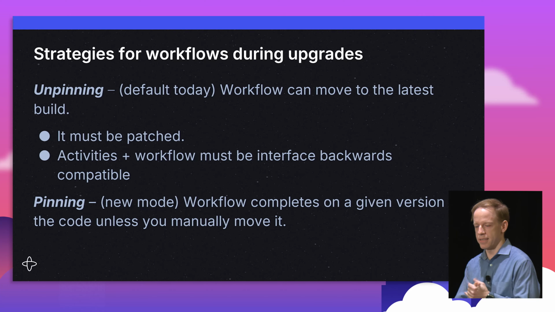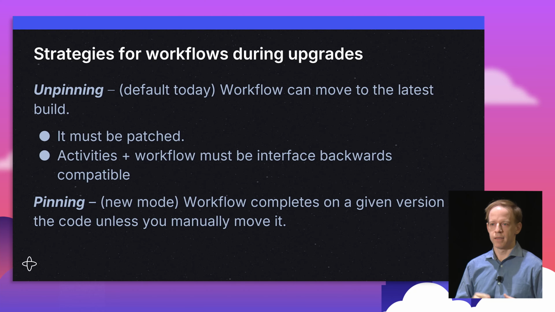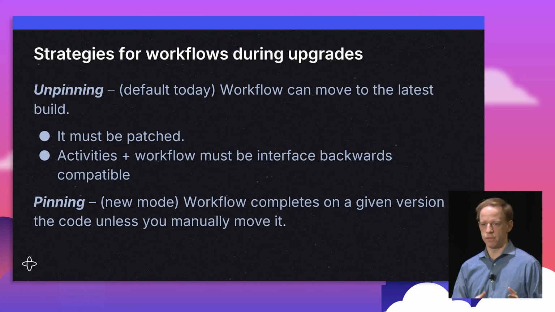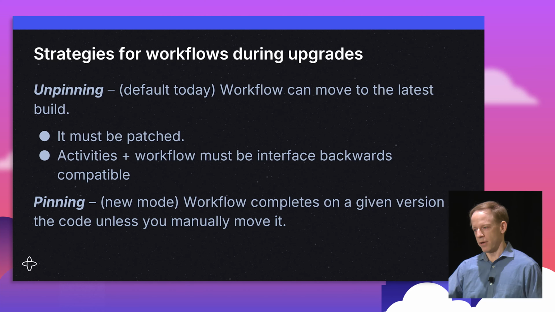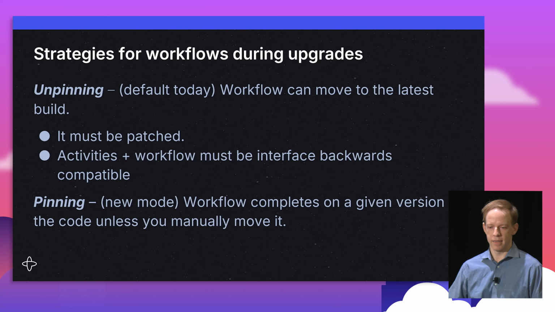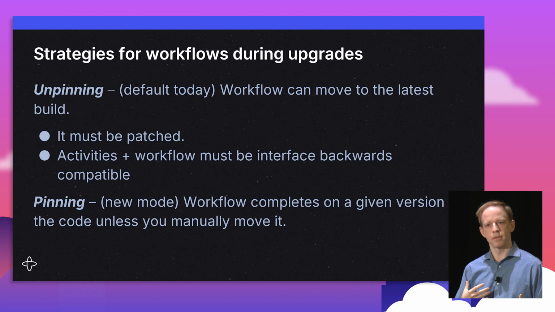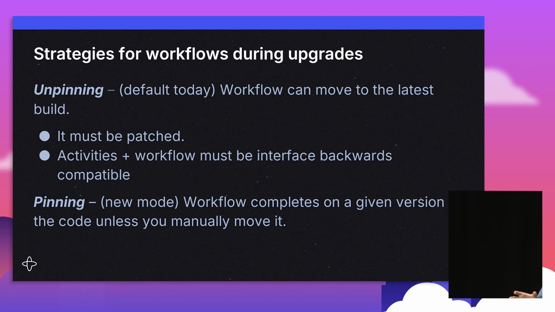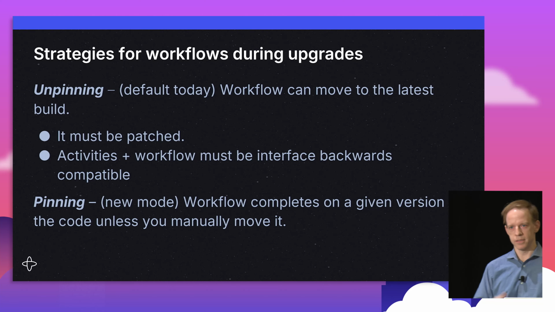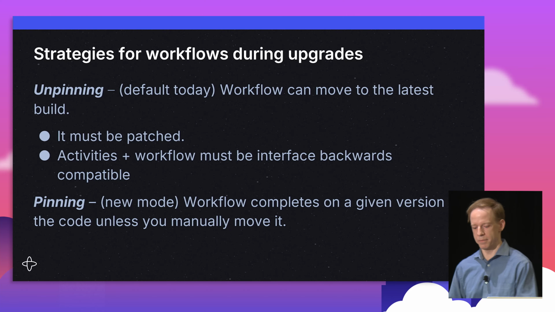Okay, so I said two concepts. Number one, pinning. What you know of as workflows today, assuming you haven't touched any of our experiments, you could call unpinned workflows. These workflows can float between different versions of the code. The problem with these, as many of you are familiar with, is that you have to patch your code to make sure that they can be replayed safely on new builds. You also have to maintain interface backward compatibility between your activities and your workflows. And so if you've got an activity running on one build and a workflow running on another build, you have to make sure that those are kept compatible.